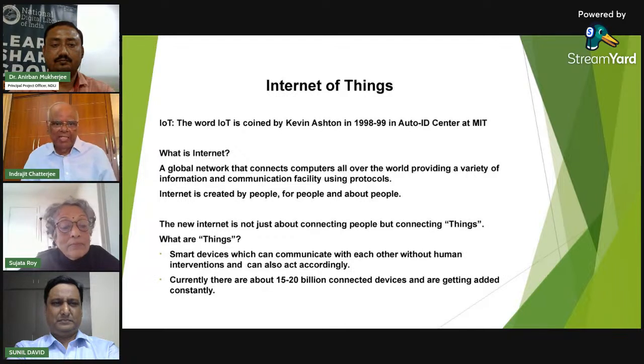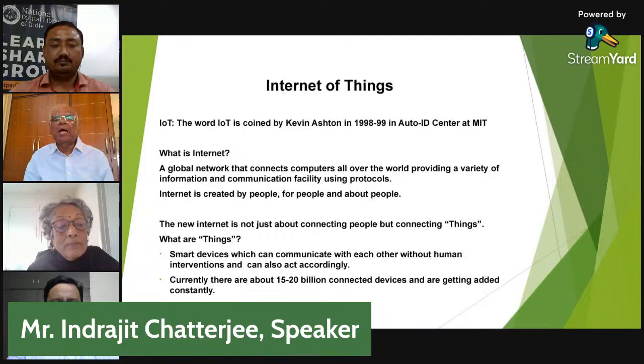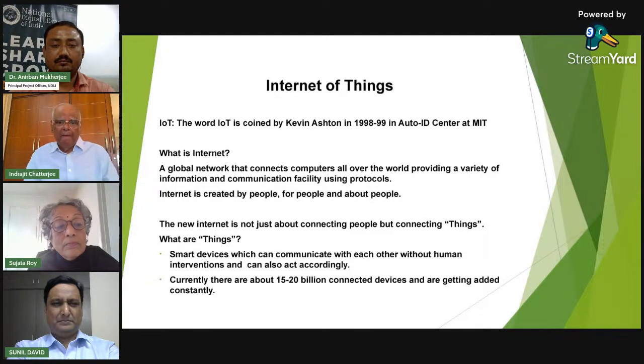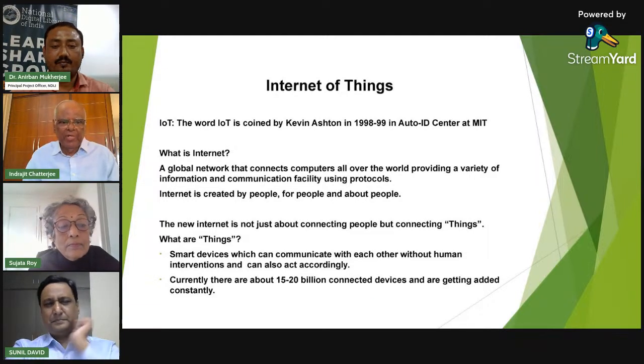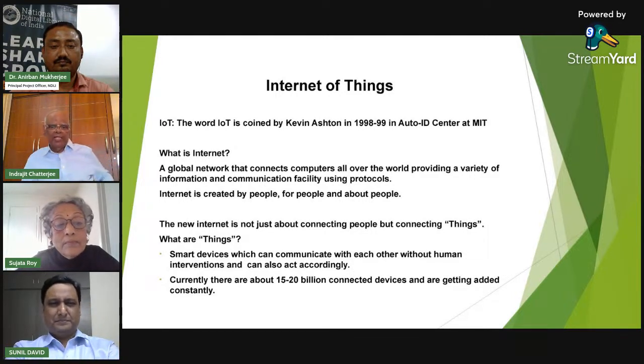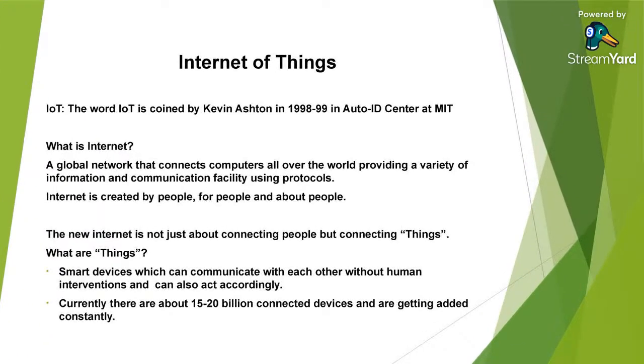And what is the internet? We know about the internet. It's a global network that connects computers, etc., created by the people, for the people, and also about the people. But this is actually known to everybody. We are browsing every day on this, following the TCP/IP protocol, etc. Now, the new internet is not just about connecting people, but connecting things. What are the things? We all know them as smart devices which can communicate with each other without human intervention and also act accordingly.